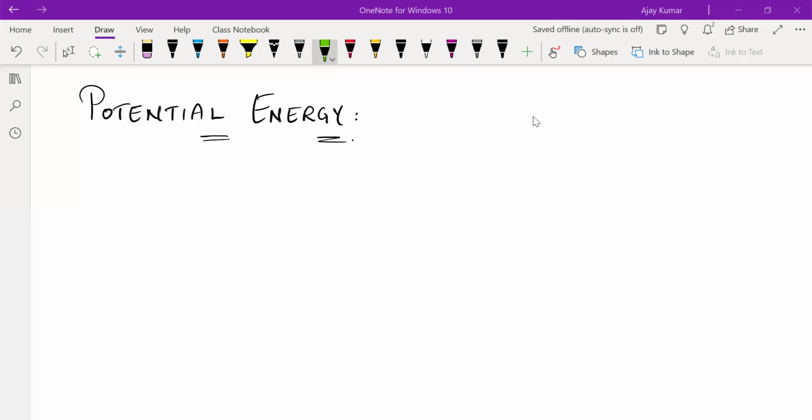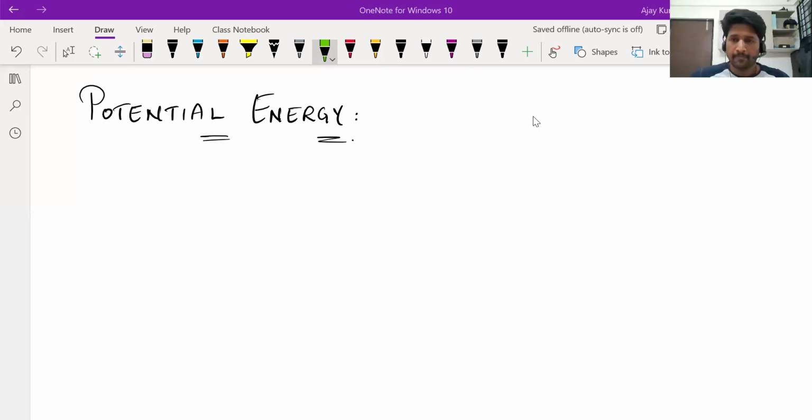Kinetic energy also is energy in the object itself. But this is energy stored in a body due to the force acting on it. Wait, let Rishi express his idea. Continue, Rishi. This is like when there are forces acting on it, or due to any external things acting on it. Okay, okay. Somewhat correct, but still not completely correct.